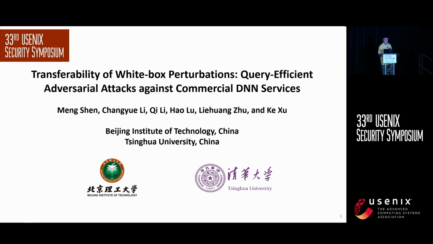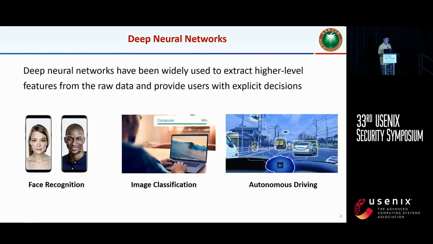On behalf of the authors, I'm here to present the paper Transferability of White Box Perturbations: Query-Efficient Adversarial Attacks Against Commercial DNN Services. We know deep neural networks, or DNNs, have been widely used in many fields and can solve various tasks, ranging from face recognition to autonomous driving.